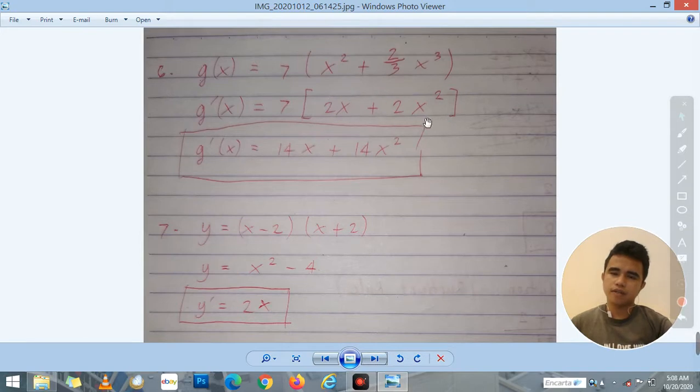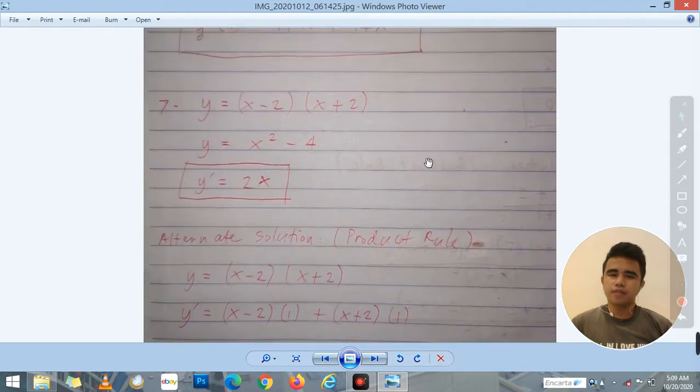So having a direct approach or a direct solution, I believe at this point you are already familiar with our different tools. So this gives us 2x times 3, 2 third times 3, we have 2, then 3 minus 1 equals to 2. And distributing this to each of the term, we have 14x plus 14x squared. This is our final answer.